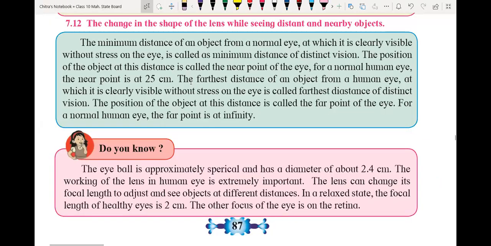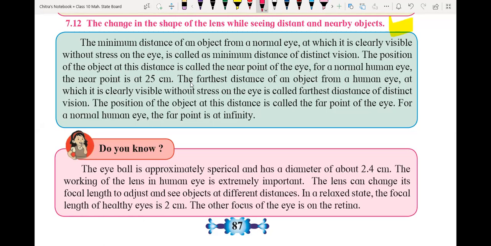Okay, so now we have to cover that important part, the minimum distance of distinct vision. The change in shape of the lens while seeing distant and nearby objects takes place due to the contraction and relaxation of the ciliary muscles. By this, our power of accommodation, meaning the changing of the focal length of the human eye lens, is nothing but the power of accommodation.